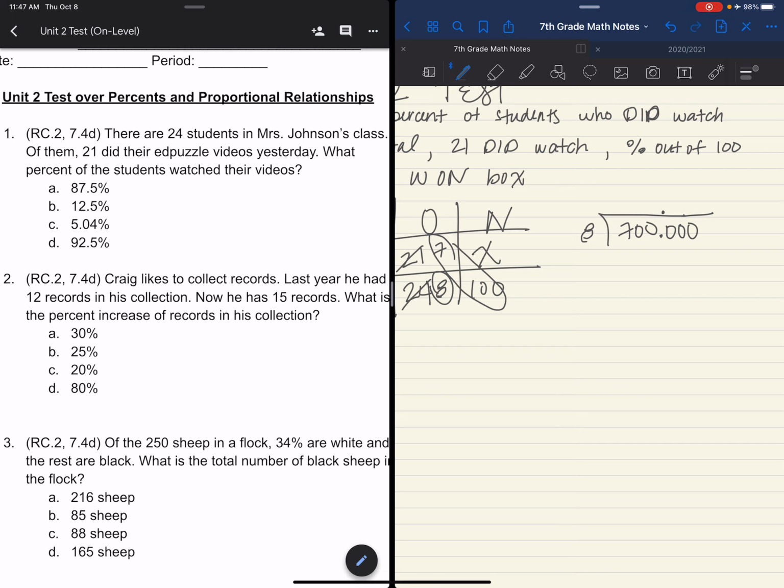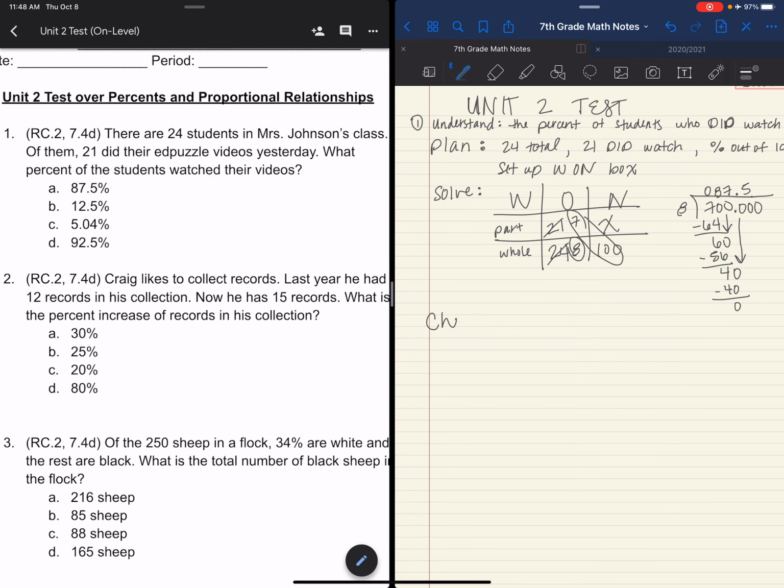8 can go into 7 0 times, but 8 can go into 70 8 times. 8 times 8 is 64. Subtract, remainder 6. Bringing down that 0. 8 can go into 60 7 times. 7 times 8 is 56. Remainder 4. Bringing down that 0. 8 can go into 40 5 times. 5 times 8 is 40. And since I'm ending in 0 and I am past the decimal point, I'm done.